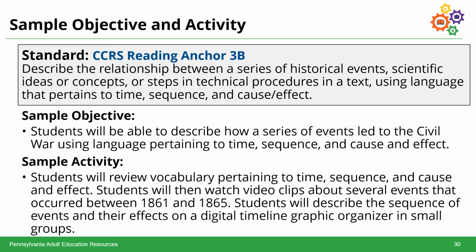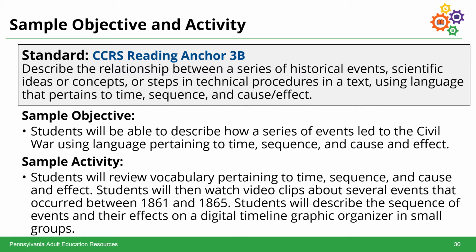Our sample activity is: students will review vocabulary pertaining to time, sequence, and cause and effect. Students will then watch video clips about several events that occurred between 1861 and 1865. Students will describe the sequence of events and their effects on a digital timeline graphic organizer in small groups. Take a moment to make observations about the activity.